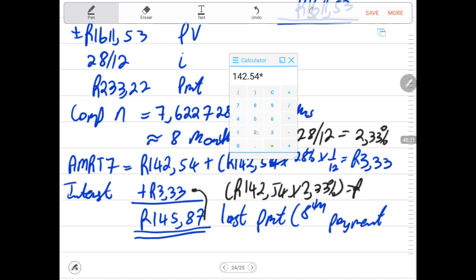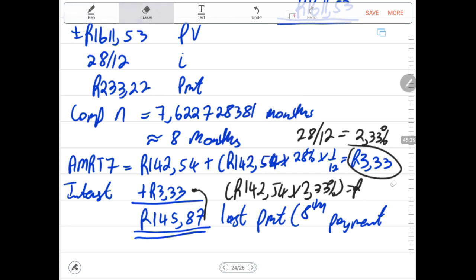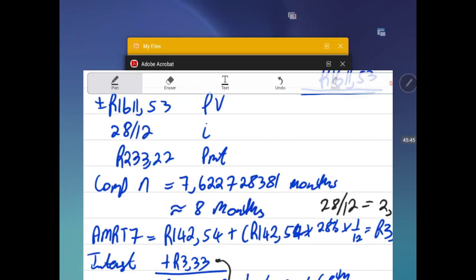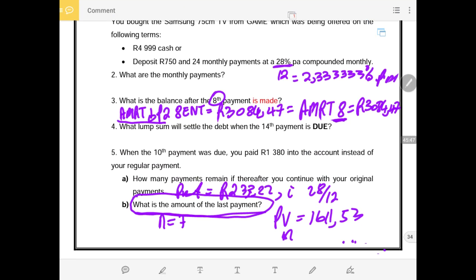142.54 times 0.0233 percent. This gives us 3.32 instead of 3.33. That's because they do not take into account all the decimals of those threes. So please, guys, also know that you can use that approach, because the 2.33 is the interest per month. Then we have responded to number 5.